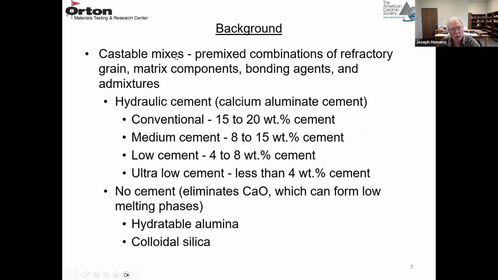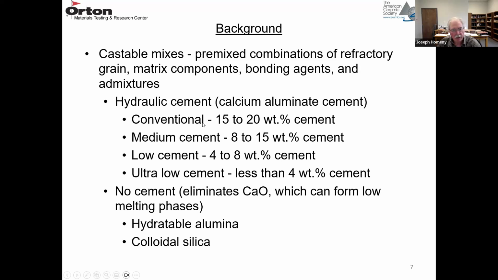So these castable mixes are simply pre-mixed compositions of a refractory aggregate or grain, the matrix components, the bonding agent, and maybe a small amount of an admixture to adjust flow or rate of the reaction. The hydraulic cement is a calcium aluminate cement. It's a high temperature cement.